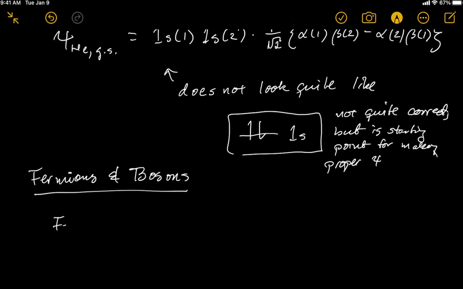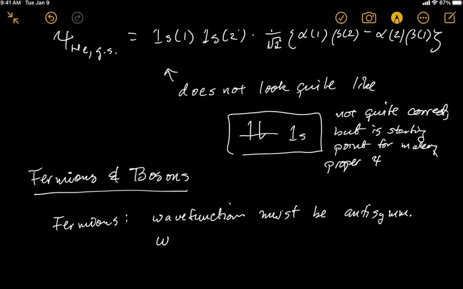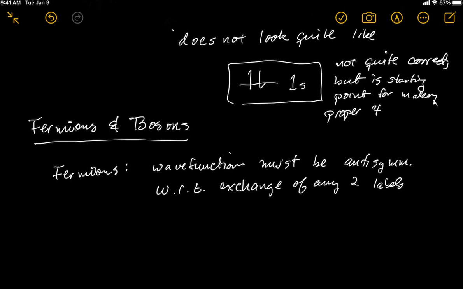So it turns out that for fermions, the wave function must be anti-symmetric with respect to exchange of any two labels. And fermions always have half integer spin.